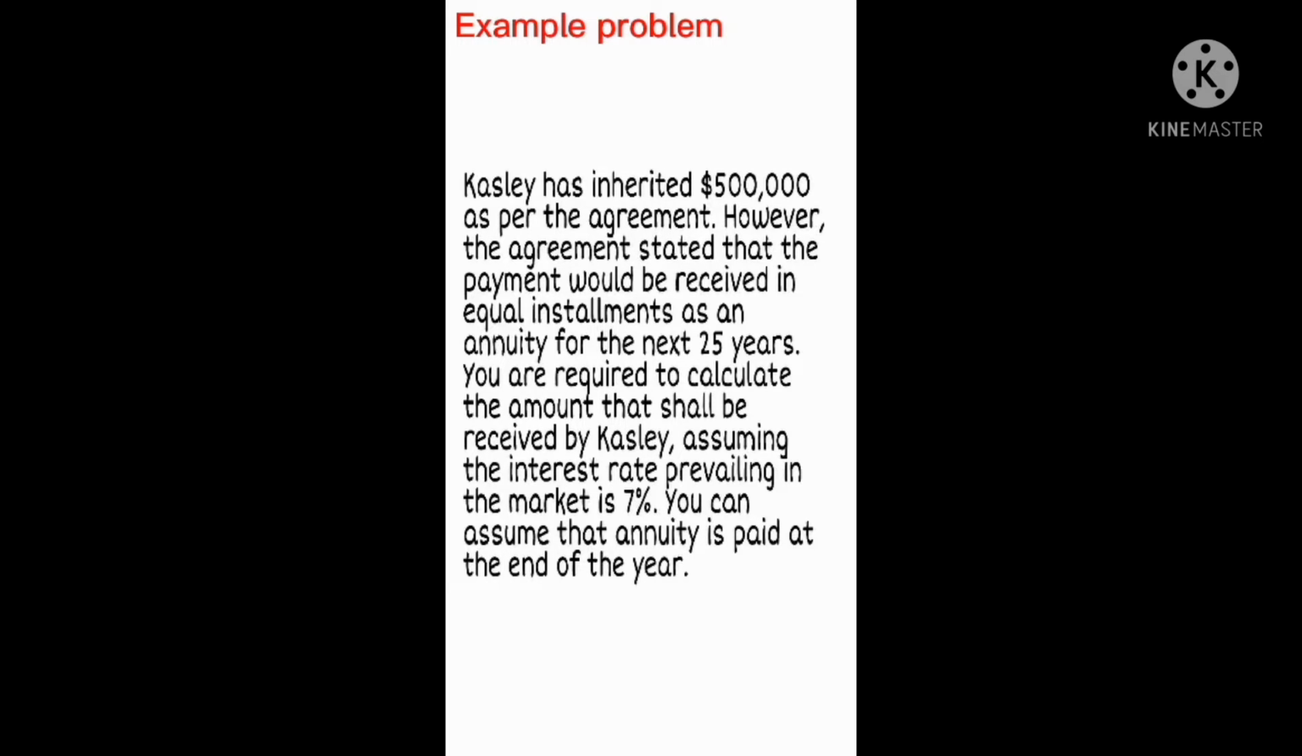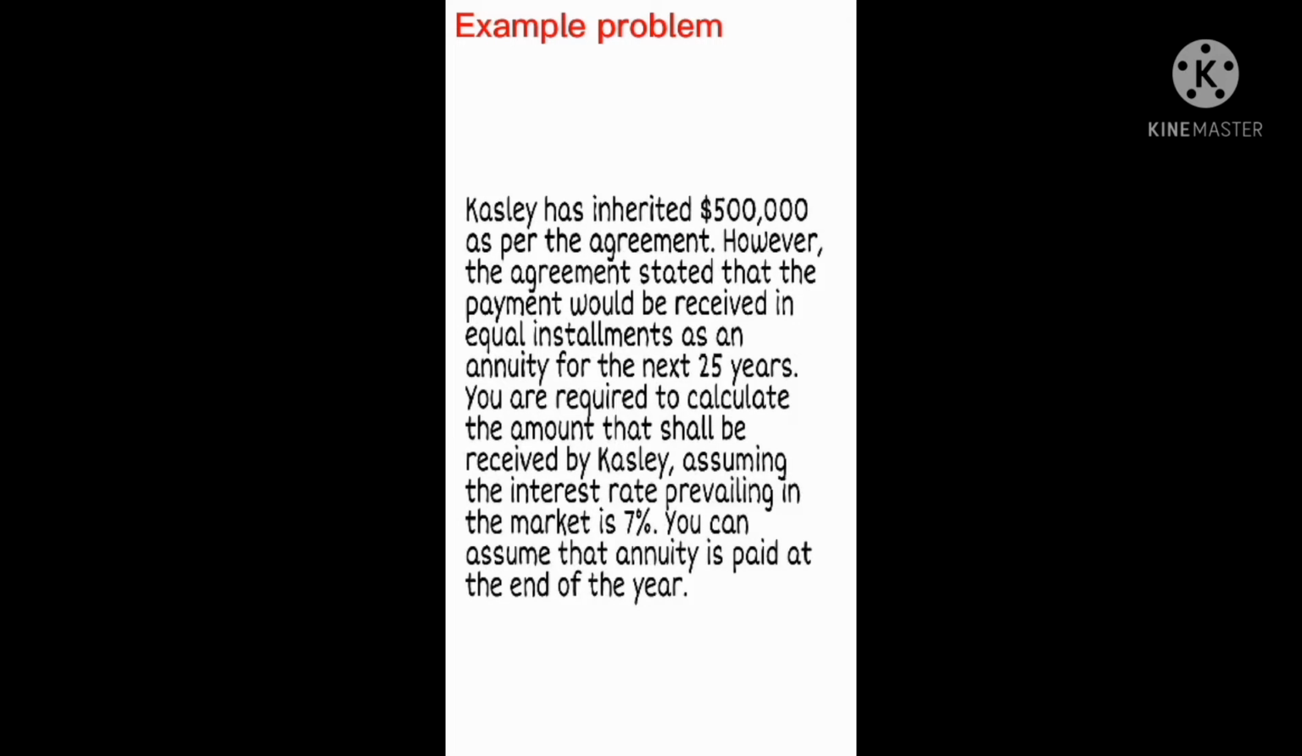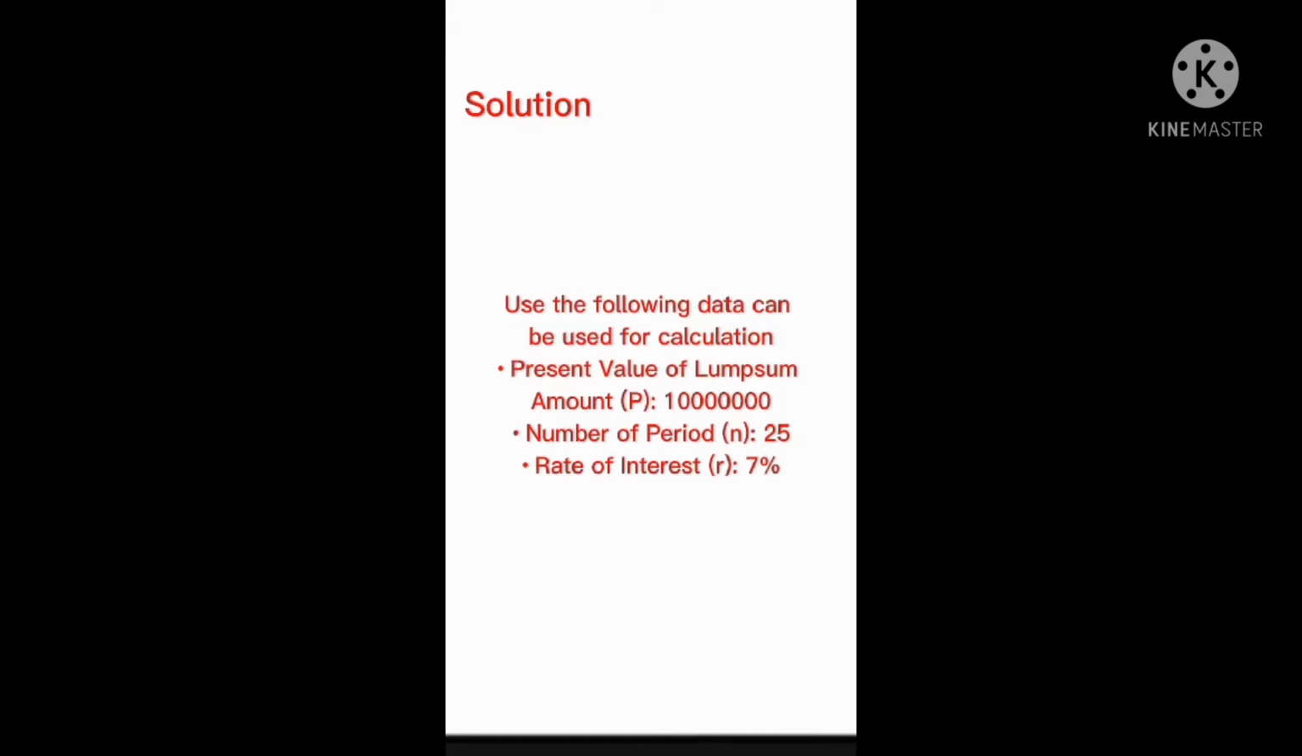Carsley has inherited 500,000 as per the agreement. However, the agreement stated that the payment would be received in equal installments as an annuity for the next 25 years. You are required to calculate the amount that shall be received by Carsley, assuming the interest rate prevailing in the market is 7%. You can assume that the annuity is paid at the end of the year. Based on the problem, we are going to use the present value of ordinary annuity end. Solution. This is the following data that can be used for calculation.